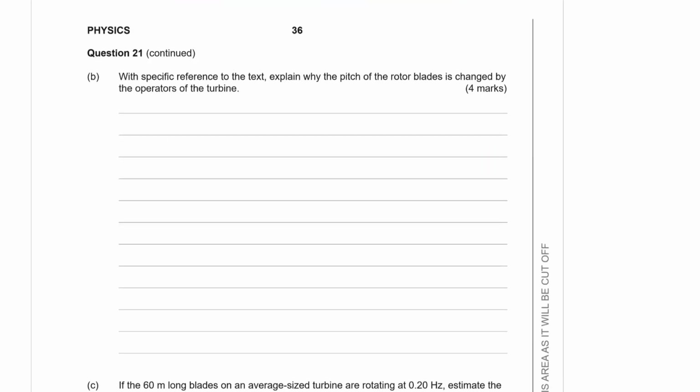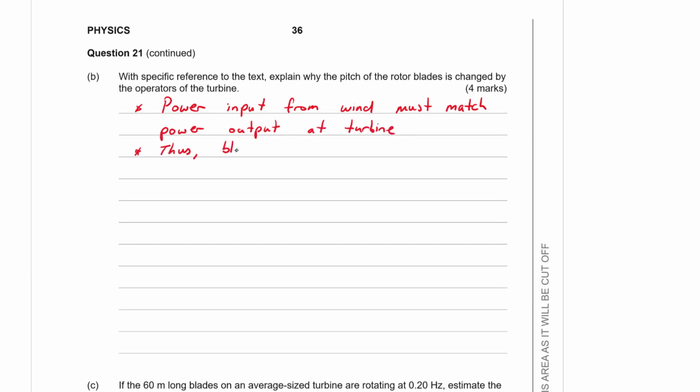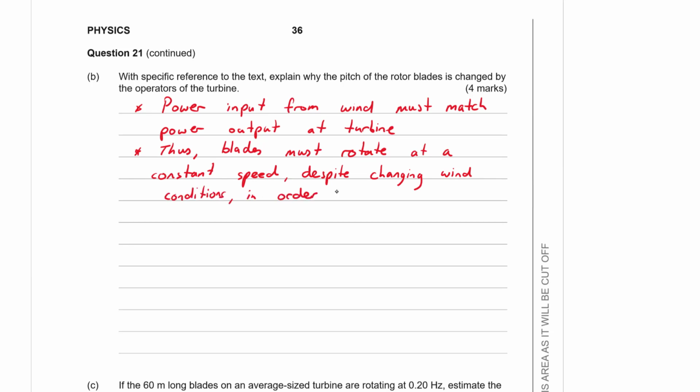Cool. So question 21 is asking for a specific reference to the text and to explain why the pitch of the rotor blades is changed by the operators of the turbine. In the text it clearly says that the power input needs to match the power output. The power input is from the wind and the power output is at the turbine. So if you want a constant power output, you need to make sure that the blades of the turbine are rotating at a constant speed, and that means you need to deal with changing wind conditions.